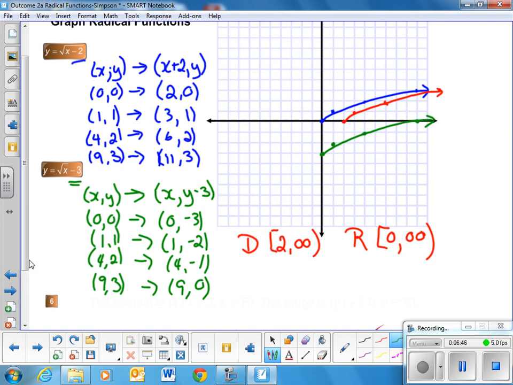So what's happened from the original blue graph is that graph has all been shifted down 3 units. So our domain this time is back to being from 0 to positive infinity. The range is going to go from this time negative 3 is the low point, and eventually it will increase to positive infinity.